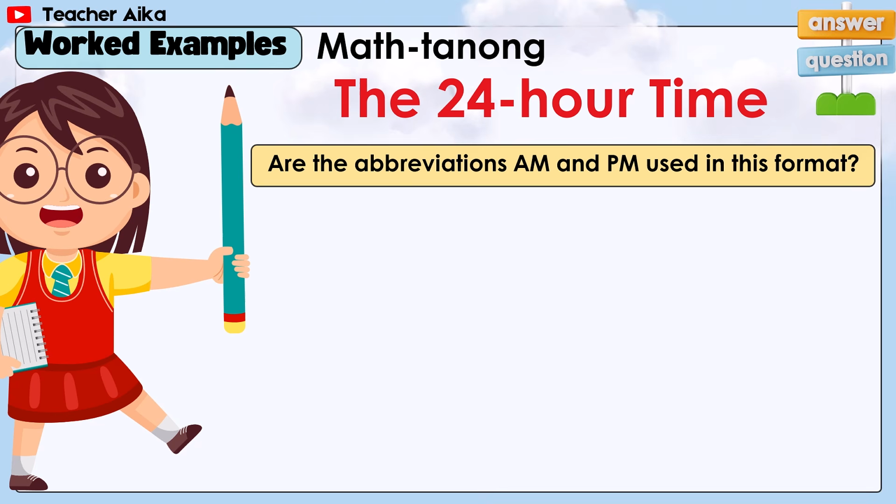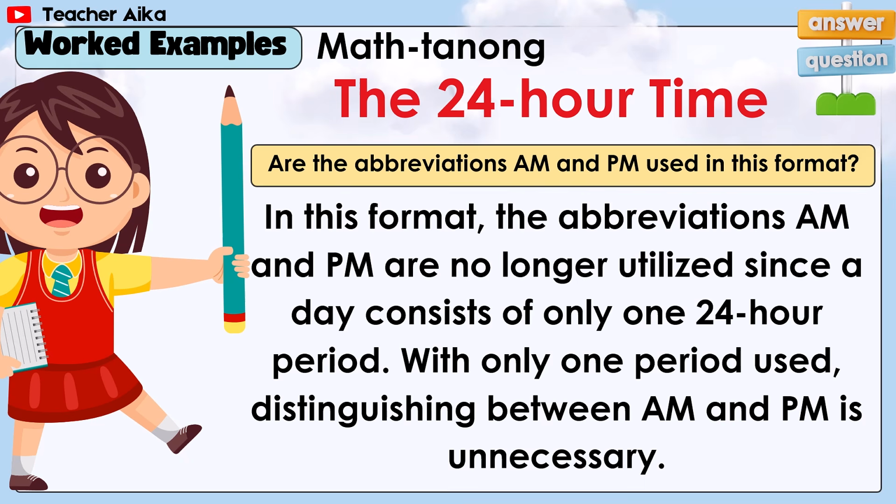Are the abbreviations AM and PM used in this format? The answer: in this format, the abbreviations AM and PM are no longer utilized since a day consists of only one 24-hour period, with only one period used. Distinguishing between AM and PM is unnecessary.